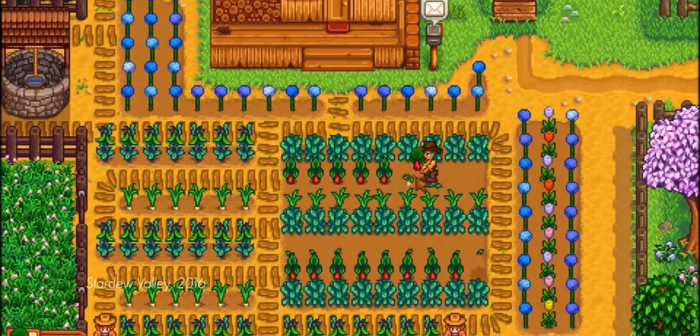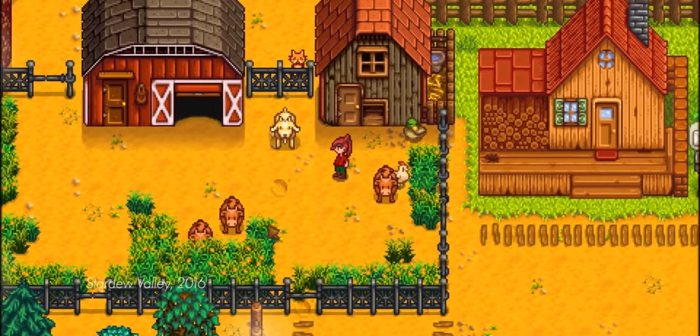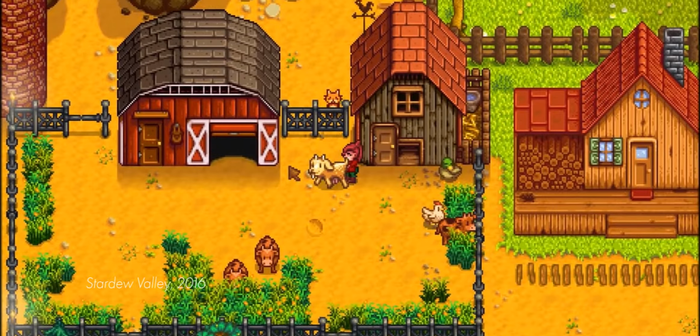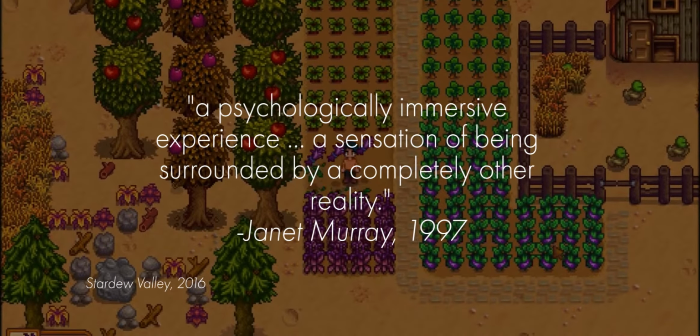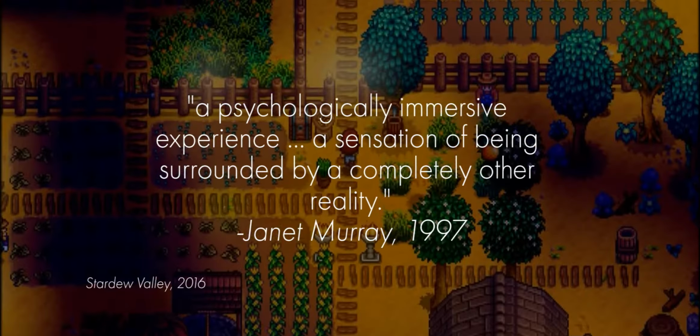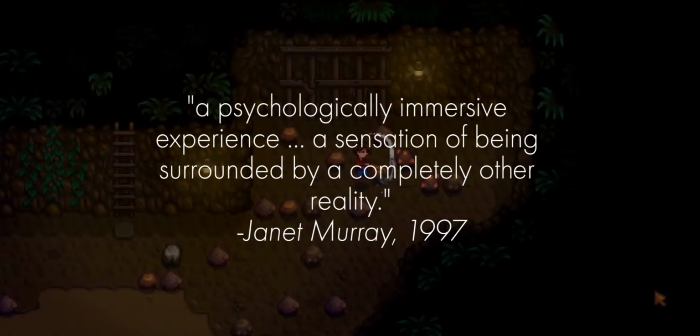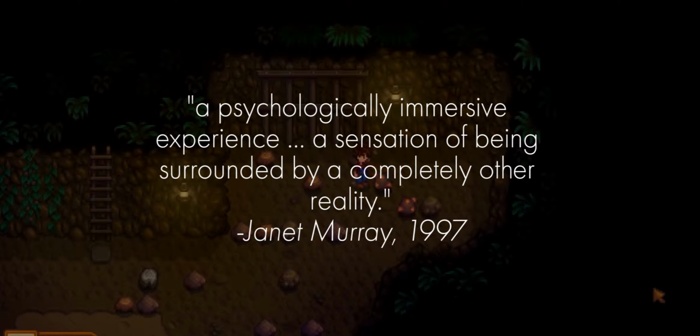In essence, most games require the protagonist to feel as an extension of the player, that is to say have presence, or immersion. Here, we use Janet Murray's definition of the word, where it is a psychologically immersive experience, a sensation of being surrounded by a completely other reality.